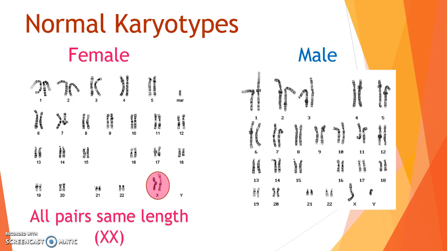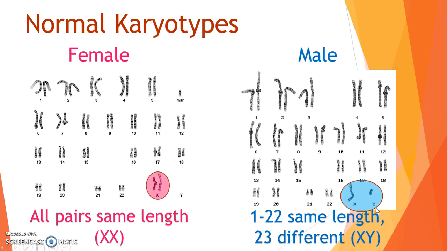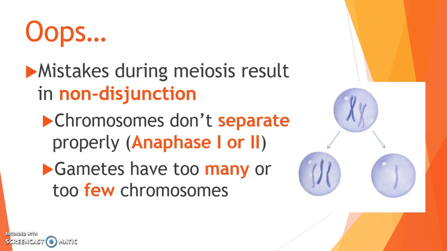Now, the one on the right is a male karyotype, and I know that because when I look down here at the sex chromosomes, there is one long and one short, an X and a Y. And so he has his autosomes being all the same length, but actually has a different pair of sex chromosomes, which makes him male.